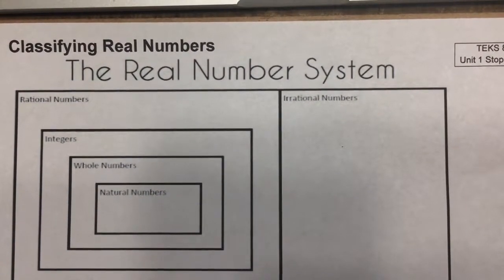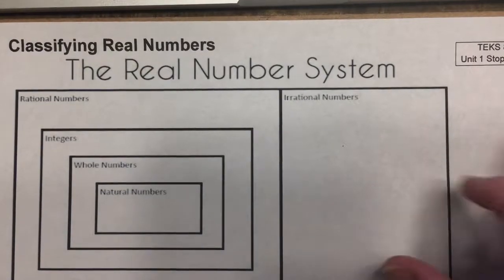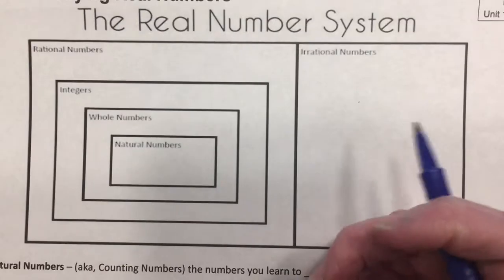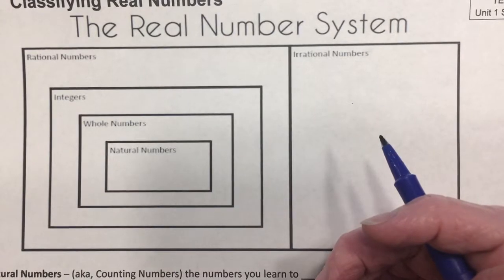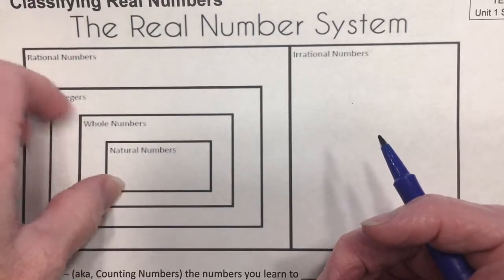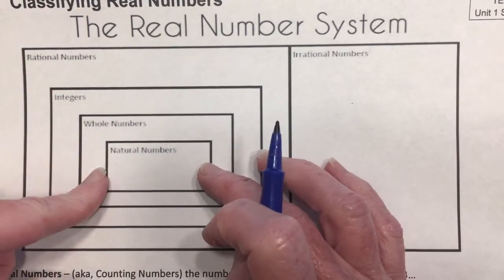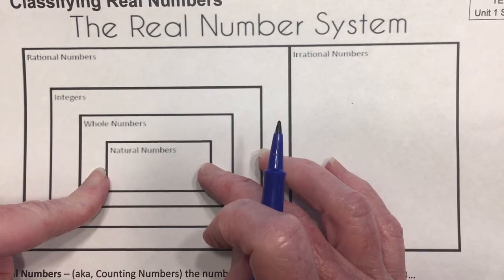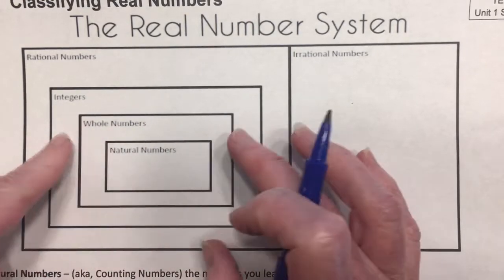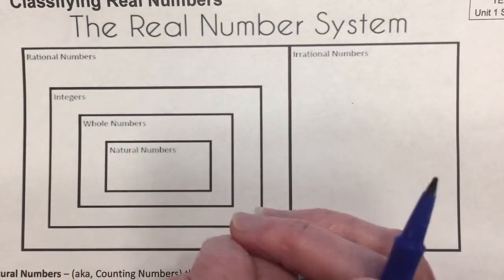So we're going to look at how to classify real numbers. You've probably classified numbers before. We're just expanding what you may have done before. You've probably seen something similar to this. You have several groups of numbers, and the smallest box in the middle represents the smallest set of numbers, and then as you get bigger, the group of numbers grows.